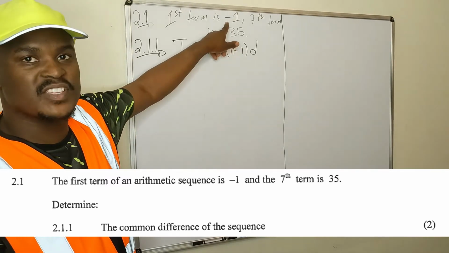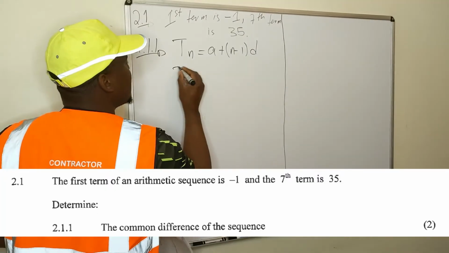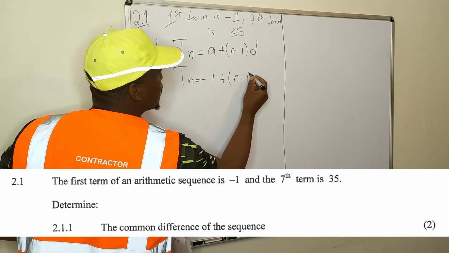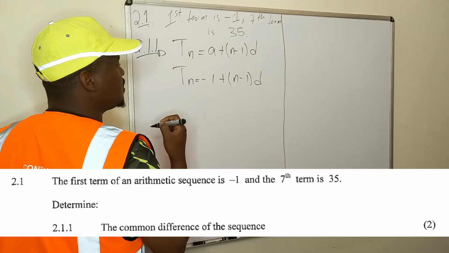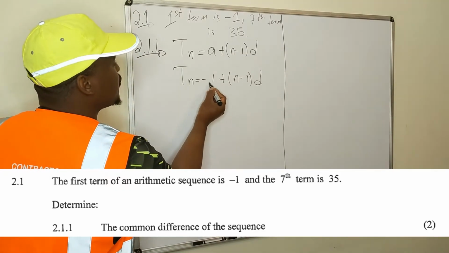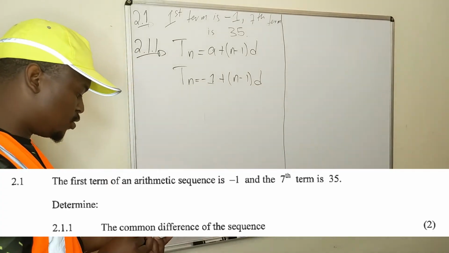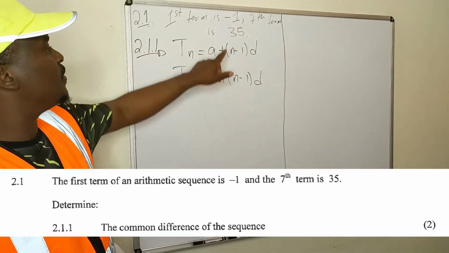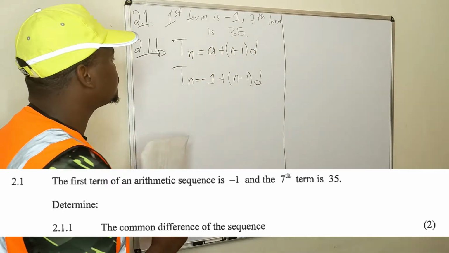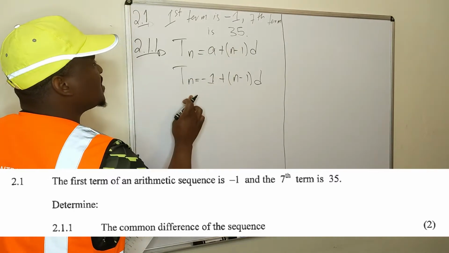And you're told that the first term of the sequence is -1. So what you can say is Tn is equal to -1 plus n minus 1 times D. So we have substituted your first term, your A, there. What you are missing is D. What else do you know? You know that the seventh term of the sequence is 35. So you know that 35 is the seventh term.